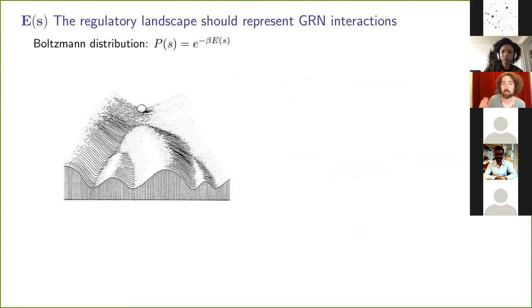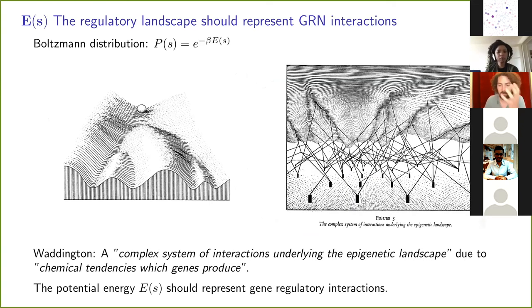Okay, so we believe that with Sanity, we have a good estimation of the density of cells in a space of gene expression with this transcription activity. So we can go back to our problem: how to infer this landscape. So let's think about what this epigenetic energy can be. In 1957, when Waddington introduced this idea, he imagined that this landscape would come from a complex system of interactions underlying the epigenetic landscape, due to the chemical tendencies of gene products. So in fact, we don't want to infer this landscape in the whole space of gene expression, but only in the space of regulators, gene regulators.